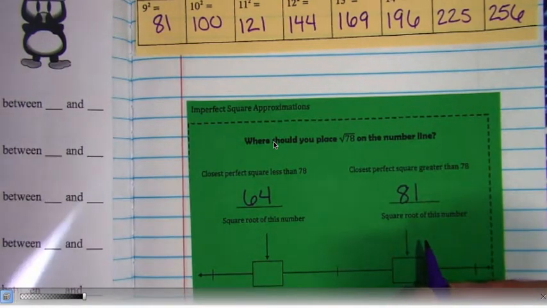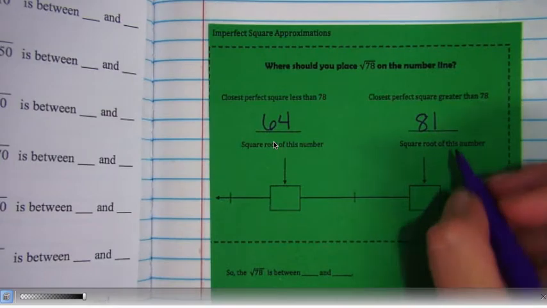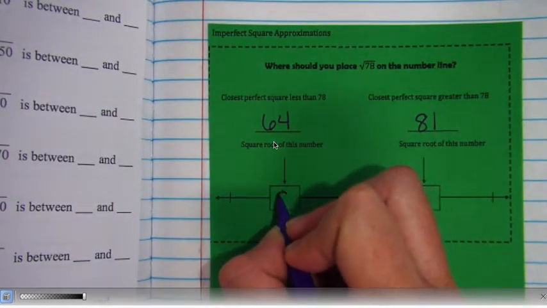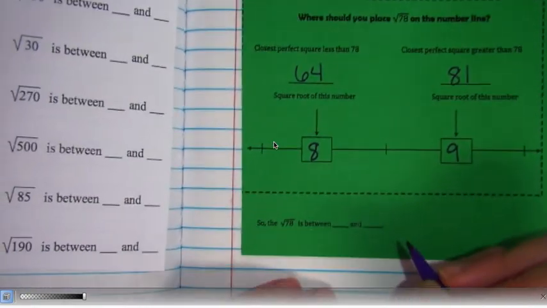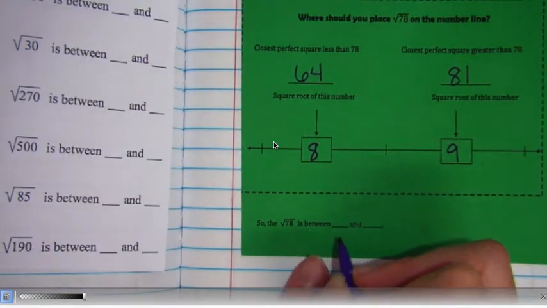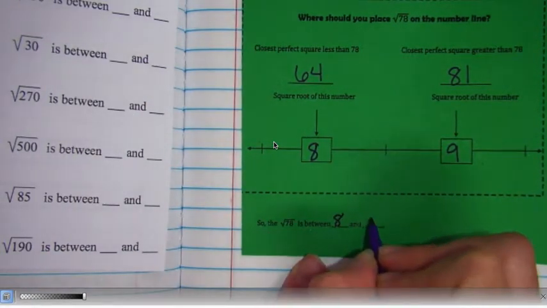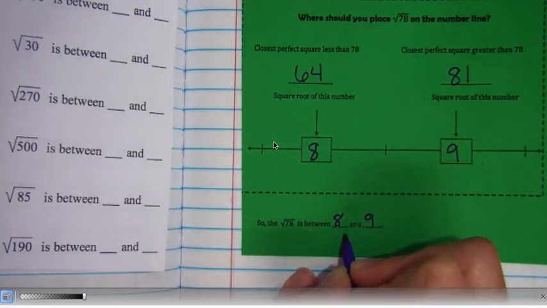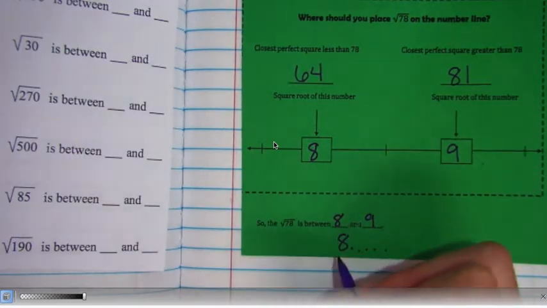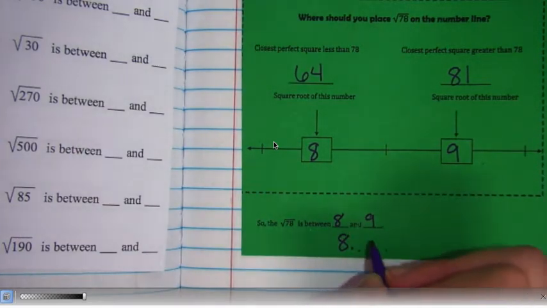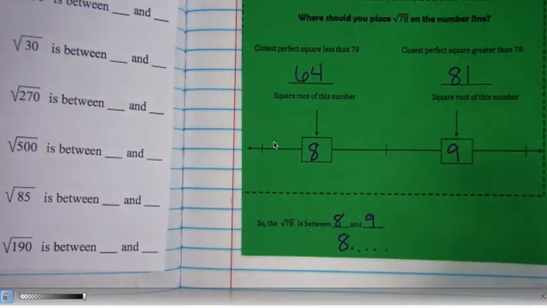And then all I have to do is find the square roots of those numbers. The square root of 64 is 8. The square root of 81 is 9. So I know the square root of 78 is between 8 and 9. So the number is going to be 8 point something. Later on this week we'll learn how to find that something without a calculator. But very rarely do you use it without a calculator. Knowing just where it sits on the number line is key.